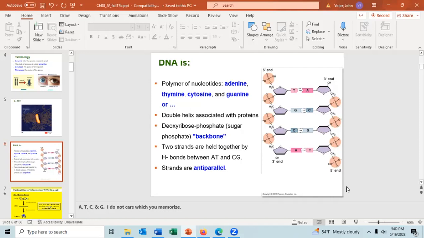It is the deoxyribose, meaning the sugar, and the phosphate, which is the backbone of the DNA, holding the DNA together.